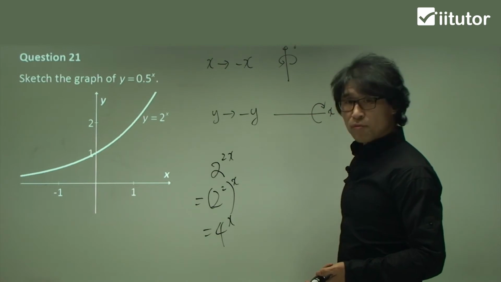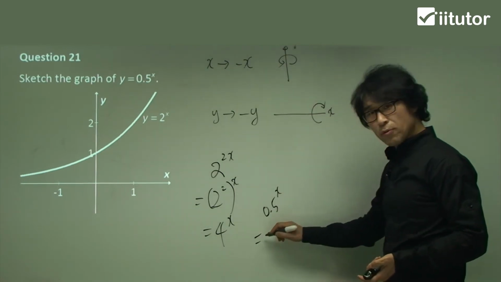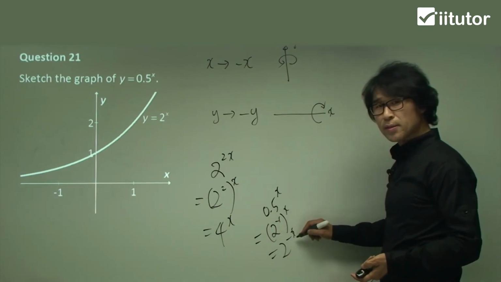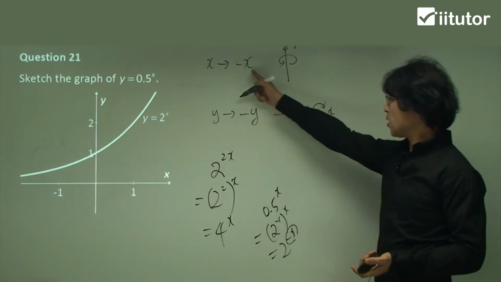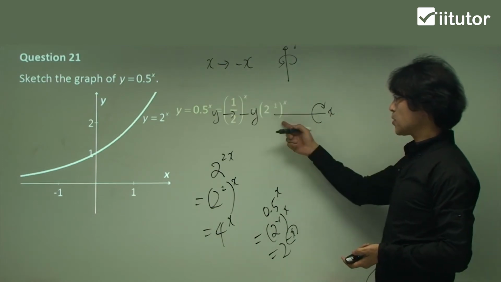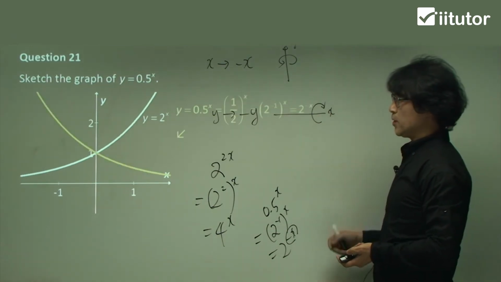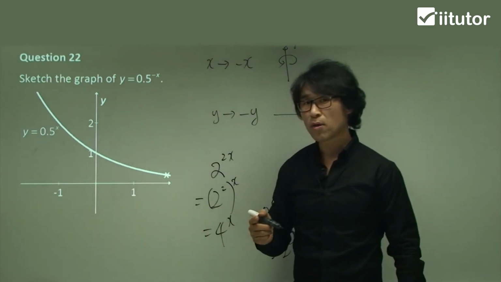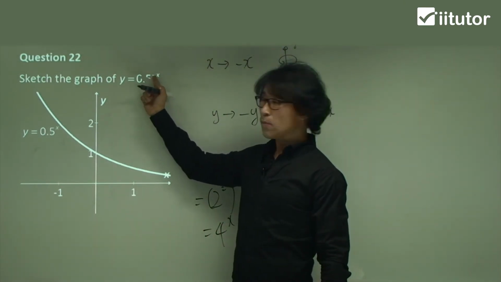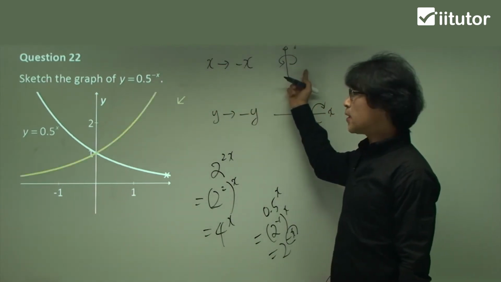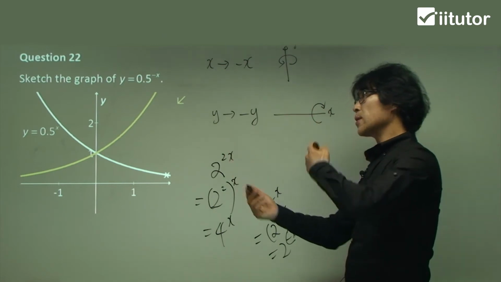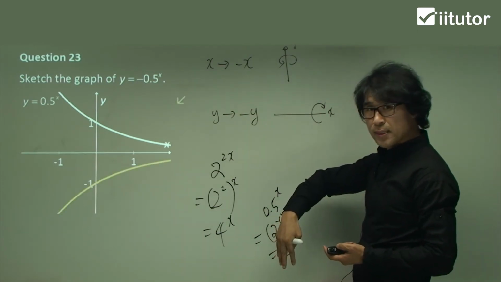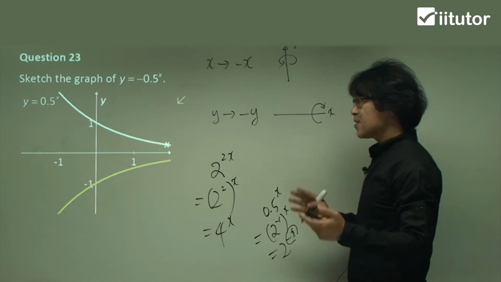Sketch the graph of 0.5 to the power of x. 0.5 to the x can be rewritten as 2 to the minus 1 to the x, which is 2 to the negative x. So what do you do? The sign of x is changing here, so flip over the y-axis. As you can see here, flip over the y-axis. Too easy. 22, so this is the graph for 0.5 to the power of x. When x is changing from positive to negative, this rule applies. 23, negative in front, which is this case, so it is going down. Easy? As long as you understand the principle, this is just a piece of cake.